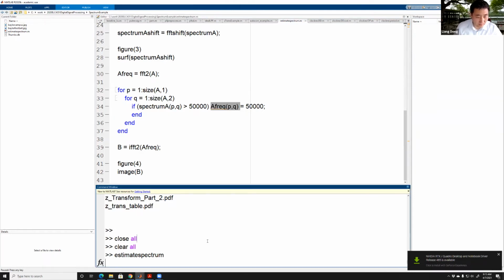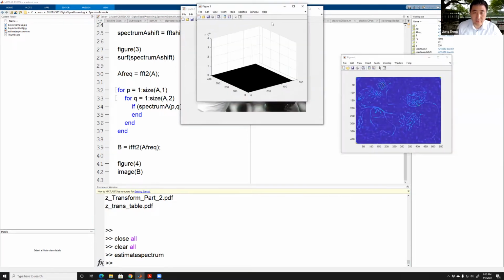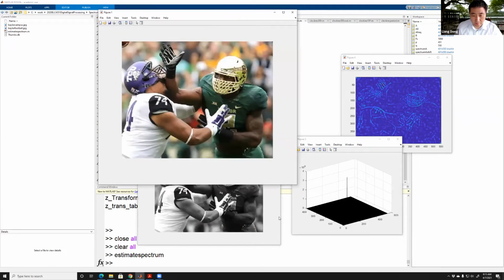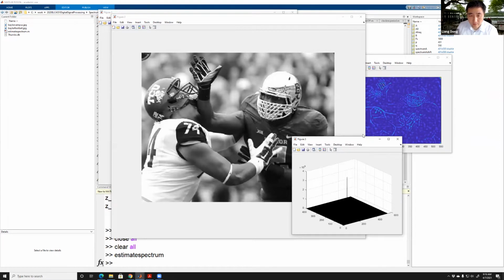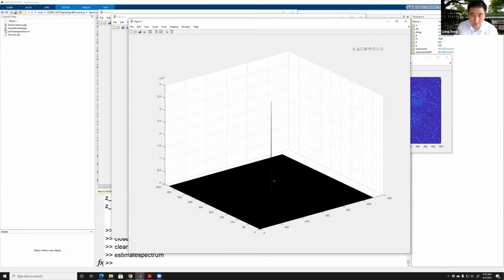Okay, so let's see what it will give us. So that's what we have. Figure 1 is the original image. It's an original Baylor football game, Baylor versus TCU. So this is the grayscale image. This is the surface. The surface doesn't show too much because we have a very strong DC part. It's too strong. If you look at the scale, it's about 2, maybe 3 times 10 to the power 9, compared to all the rest. So it's very strong at the DC, and we don't see too much.